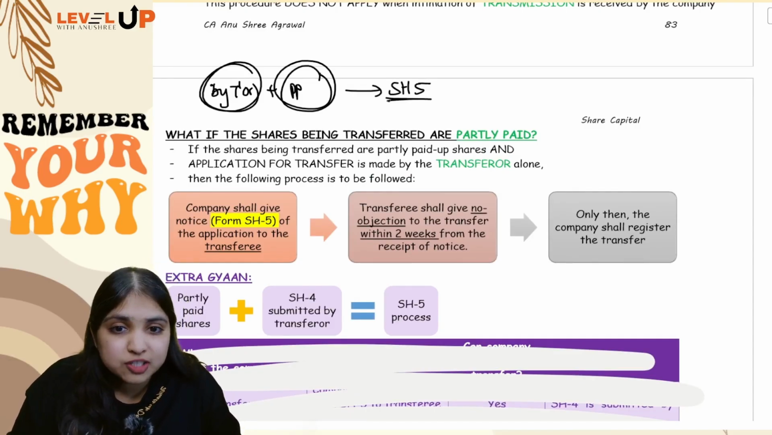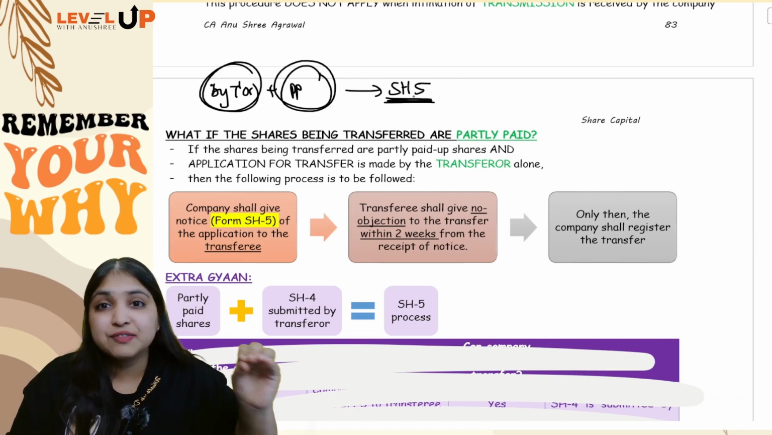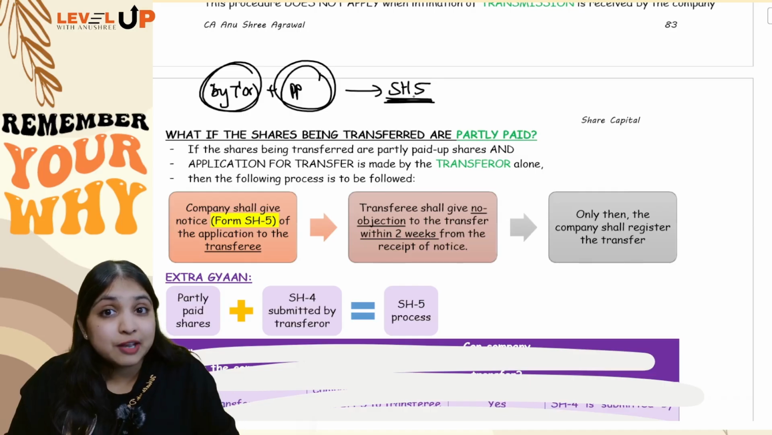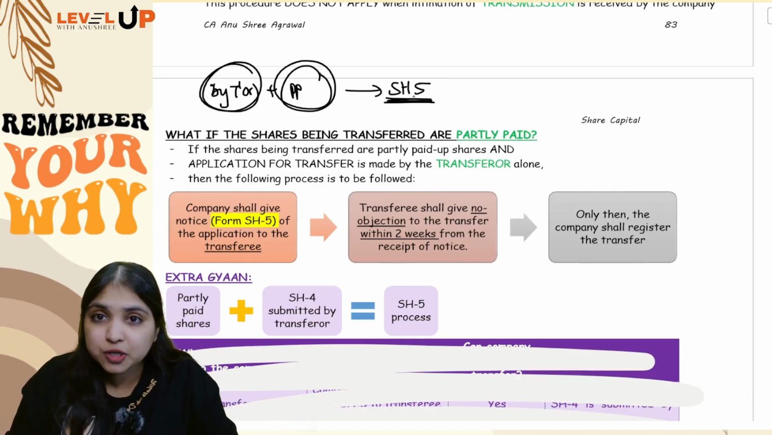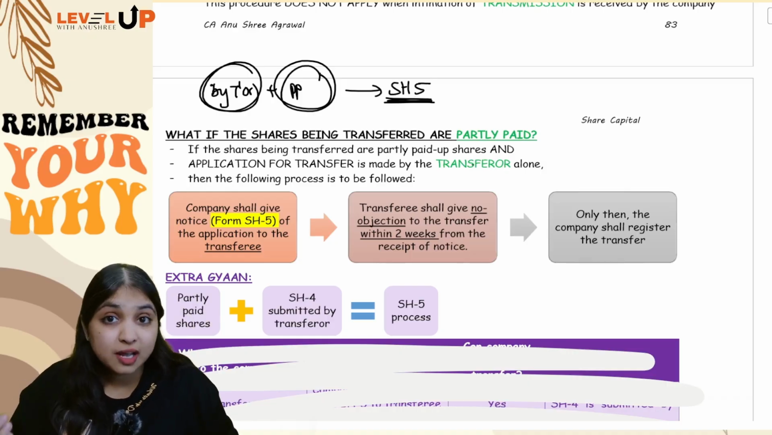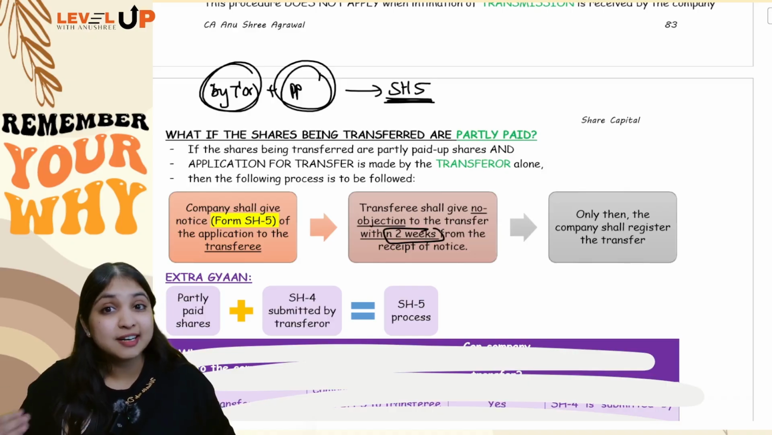Company will send a notice to the transferee, SH5, informing the transferee, do you know these are partly paid shares? So therefore, later whenever I make a share call, you only will have the liability to pay the amount which is due on the shares. The transferee has to send no objection within 2 weeks, only then company will go ahead and register the transfer.